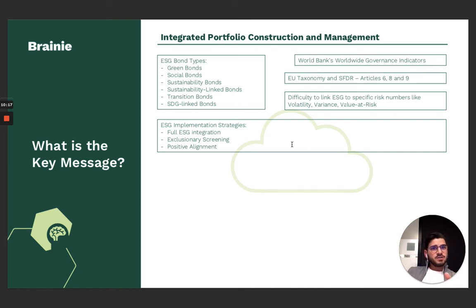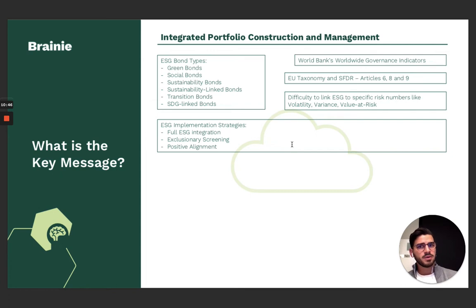On the other side of the spectrum, we have ESG as a return generator. Here, similar to the risk challenge, is how do you attribute specific return numbers to an ESG factor? There are case studies that show how strong ESG leads to stronger management of companies, increasing their values. But those are more anecdotes. That's difficult to quantify from a return attribution perspective.